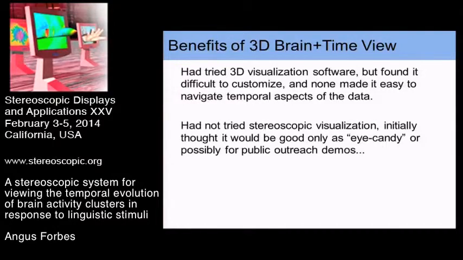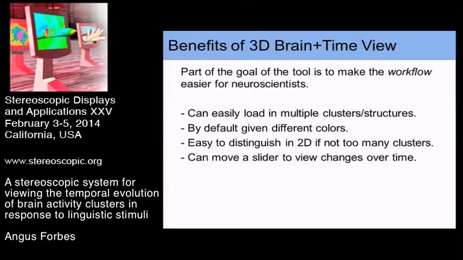So they tried some 3D Viz software, but found it difficult to customize for their specific desires. And they had tried 3D stuff, but they hadn't tried stereoscopic visualization because they wrote it off as eye candy. They thought maybe it would be good for public outreach, but they didn't see how it would actually be good for them as domain experts. So part of our 3D Brain+Time view tool was to make the workflow easier for the neuroscientists in the speech, language, and hearing lab.